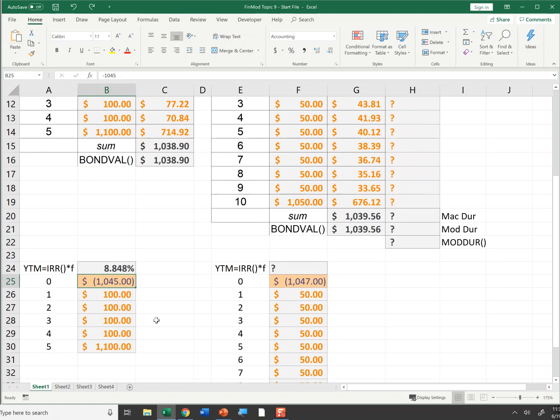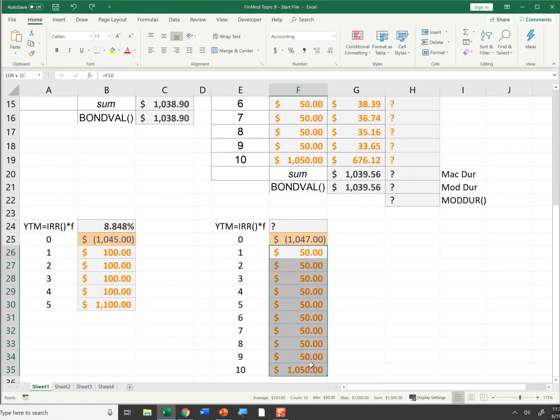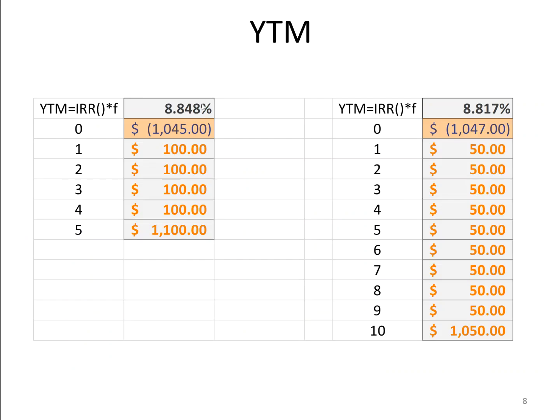But I'll hit undo. Now the second bond, what if that second bond is selling for $1,047 and you receive all these cash flows? I'll just copy my formula. Whoops, got to add a few more cash flows there. Times the frequency. In this bond, if you pay $1,047 for this bond, receive all these cash flows, it does not default, and you reinvest these coupon payments at this YTM, at this discount rate, the YTM, or the rate of return you will earn on that bond, is 8.817%. So that's why you can think about the YTM as a discount rate.